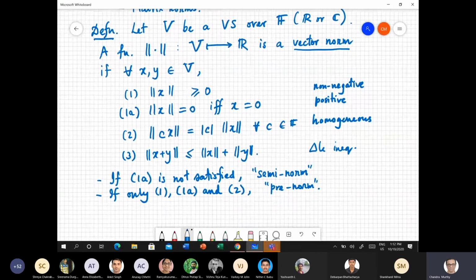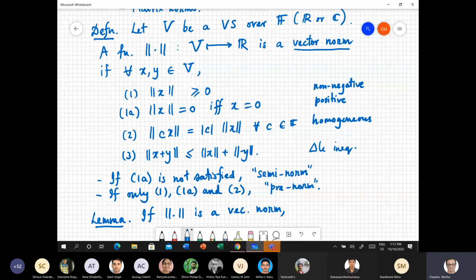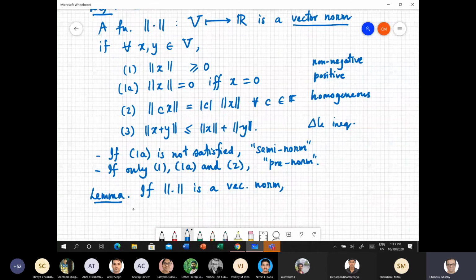So any questions about the definition? Because now we are going to discuss several properties of norms. The first property is that if the function is a vector norm, then the magnitude of norm x minus norm y is less than or equal to the norm of x minus y for every x, y in V.